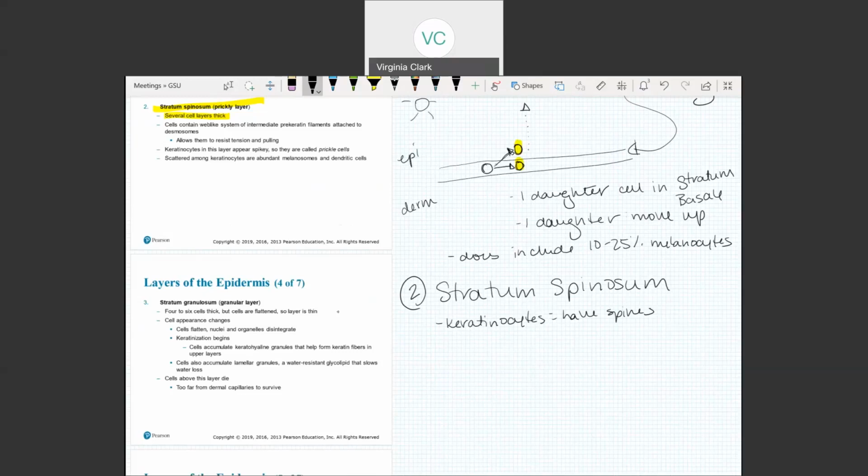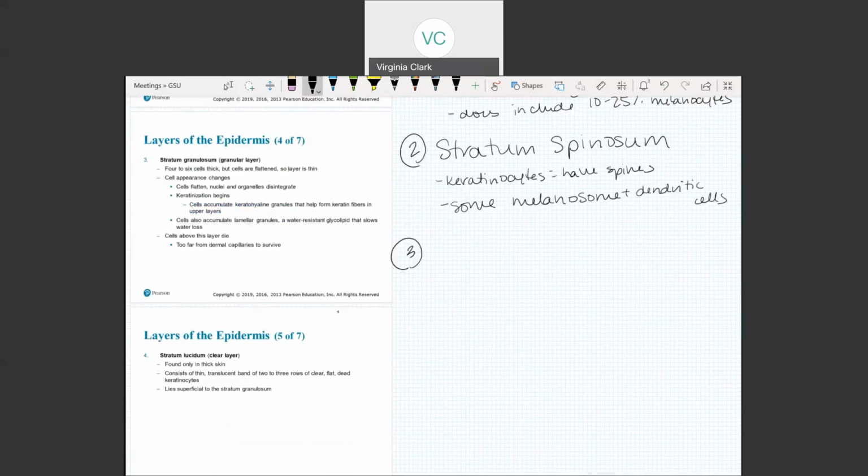So you're going to have lots of keratinocytes here in this stratum spinosum, and these are going to be called prickle cells. But what you will also have in this cell layer is the other types of cells. So it will also include some melanosomes plus some immune response with some dendritic cells. So it's going to also include those. Okay, the third layer of the epidermis is your stratum granulosum.